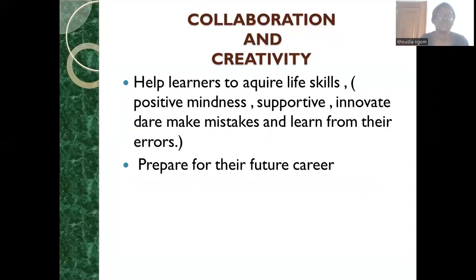Creativity and collaboration both are skills that are among the 4 C's, which are collaboration, creativity, communication, and critical thinking.